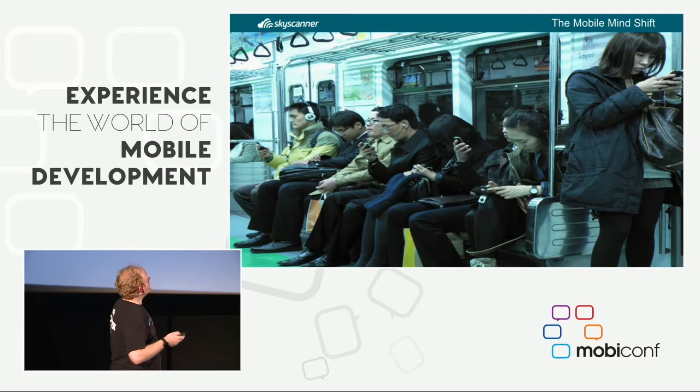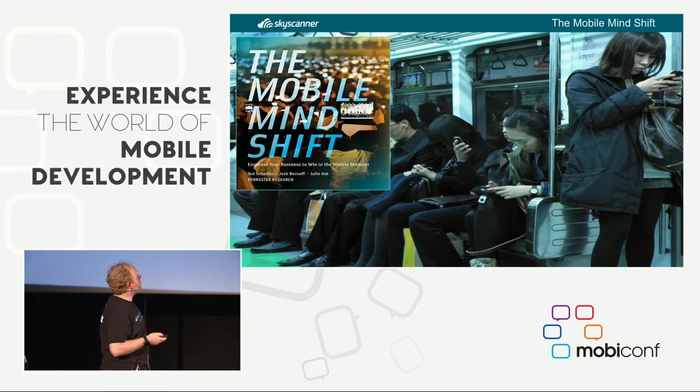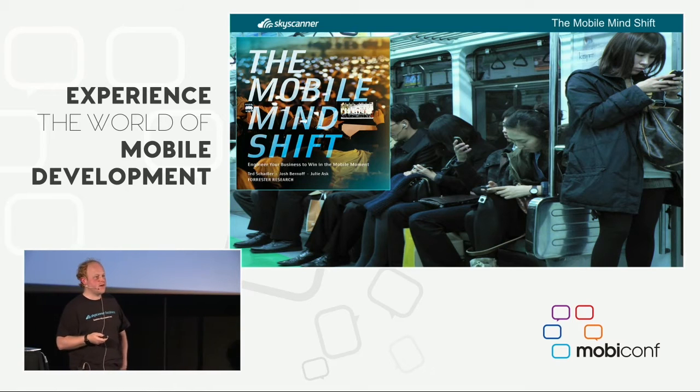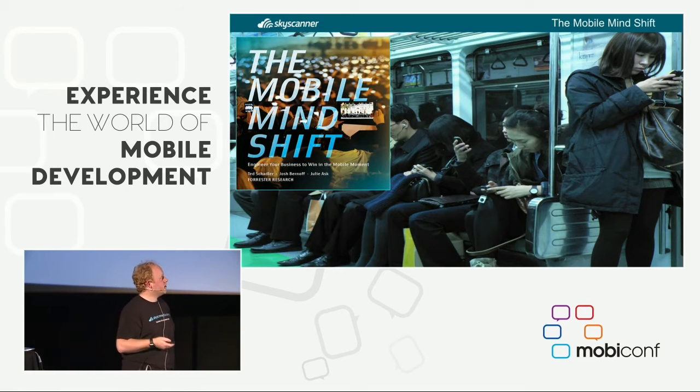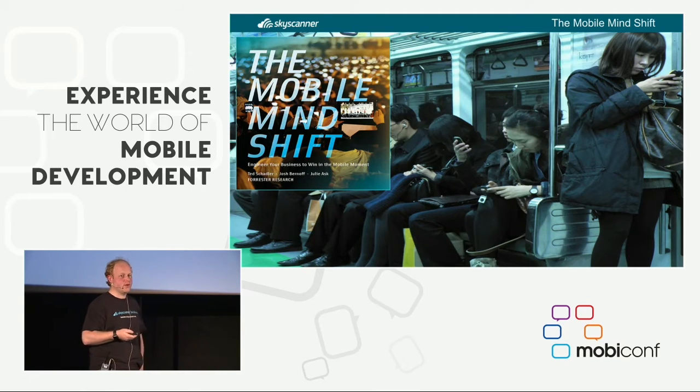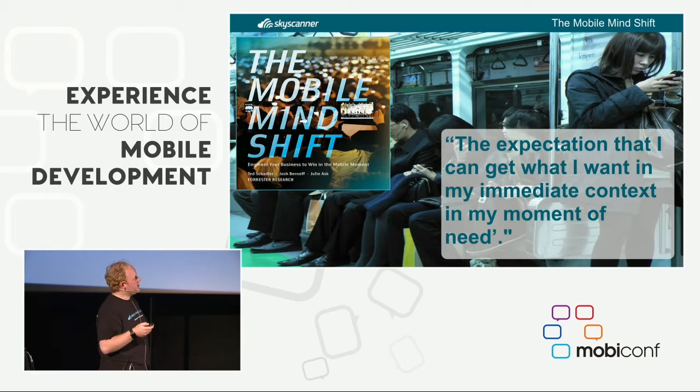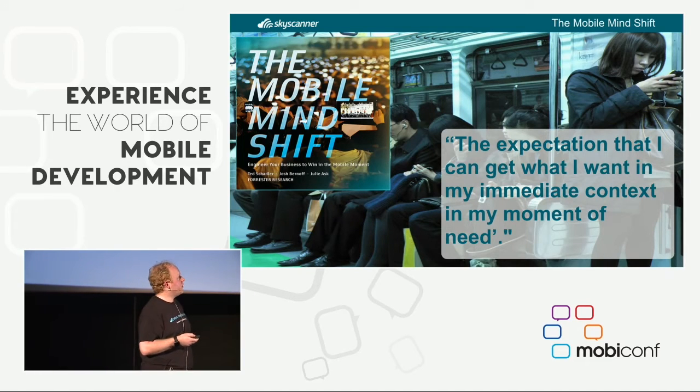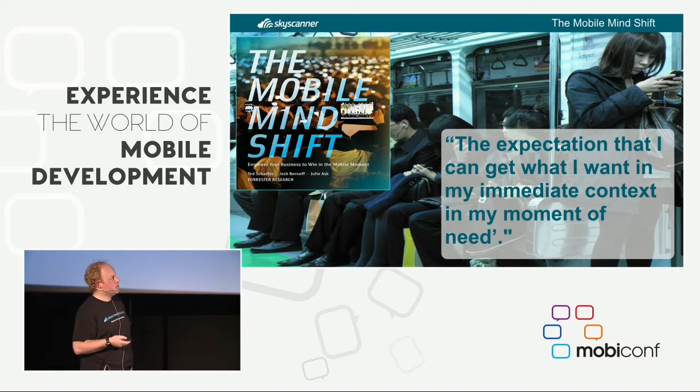There's a book on this that's very good, called The Mobile Mind Shift. I would recommend people try and find a copy of that. It explains all this very well. It's a case study of 200 companies around the world and how they dealt with this very problem, and they thought they were working on the wrong things and how they changed their product to cope with it. And the statement they come out with is that the mobile shift means the expectation that people can get what they want in the immediate context in the moment of need.